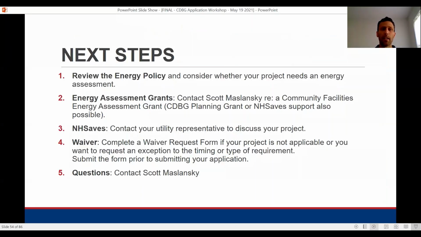Okay, next slide. So the next steps for you regarding the energy policy: make sure to review the policy soon and consider whether your project needs some type of energy assessment. Remember that there are grants available either through our community facilities energy assessment grant for some communities, potential for CDBG planning grants, or in some cases, NH Saves will also support an energy design charrette or an audit.